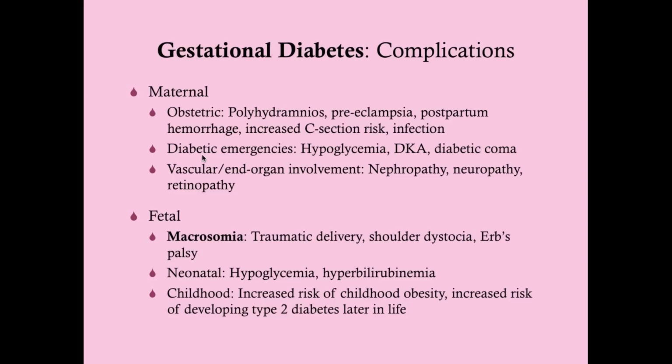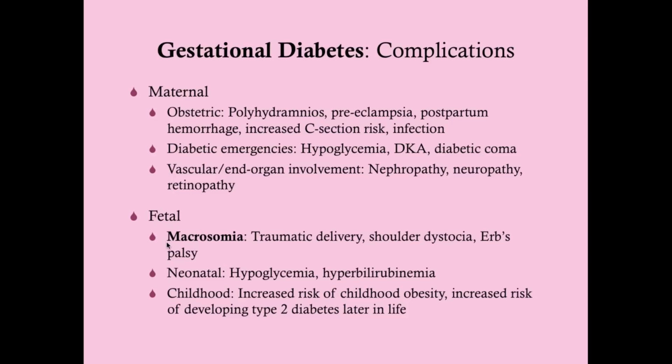Diabetic emergencies, as can happen in any diabetic: hypoglycemia, diabetic ketoacidosis, and diabetic coma. The hypoglycemia probably coming from injudicious use of insulin. And then vascular and end organ involvement, more something that we're worried about in our type 1 and type 2 diabetics, not so much the gestational diabetes, because these are things that happen with chronic, long-standing diabetes, not just the gestational diabetes that pops up during pregnancy and goes away later on.